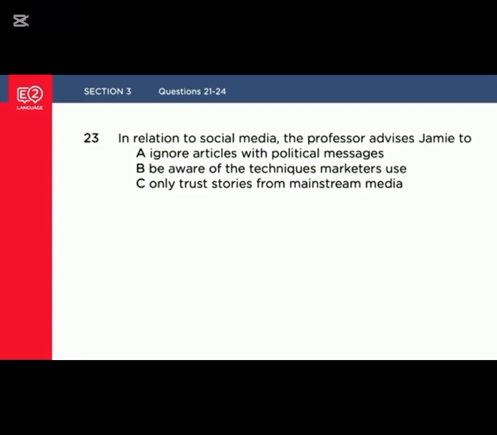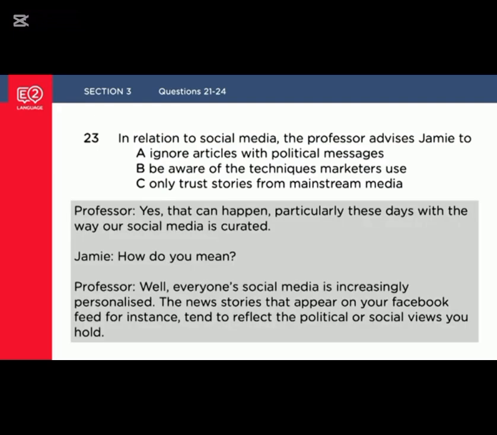Question 23 now, in relation to social media. The professor advises Jamie to: A, ignore articles with political messages; B, be aware of the techniques marketers use; or C, trust only stories from mainstream media. Let's see the script here.